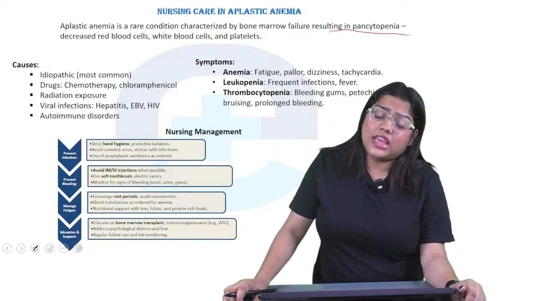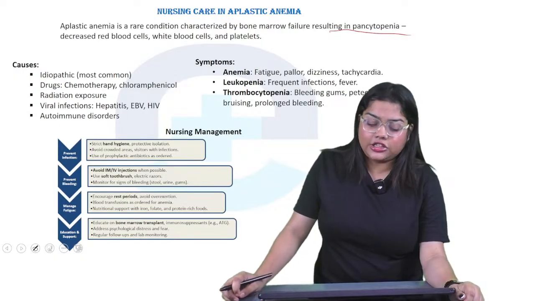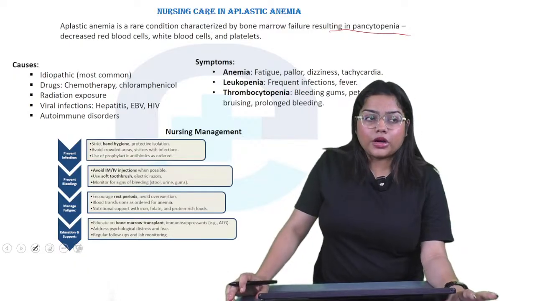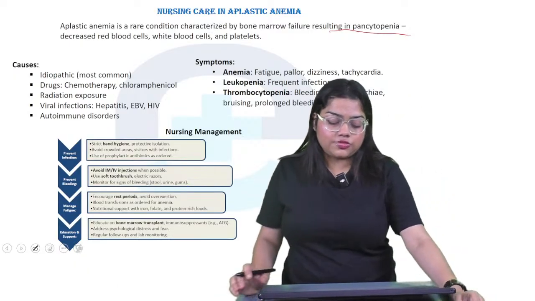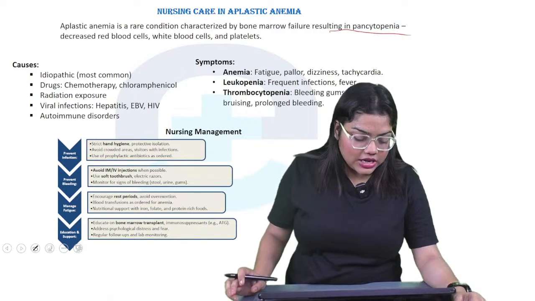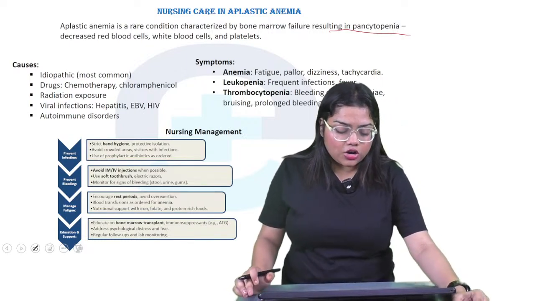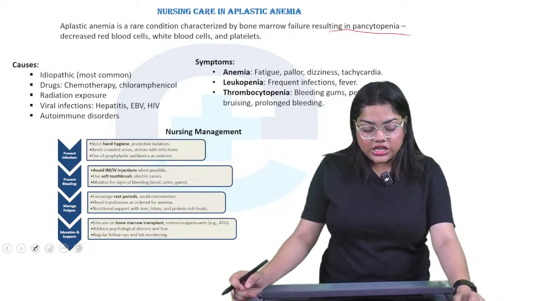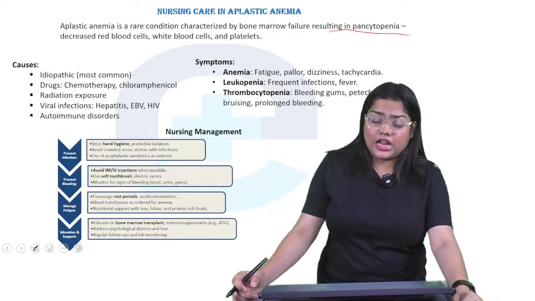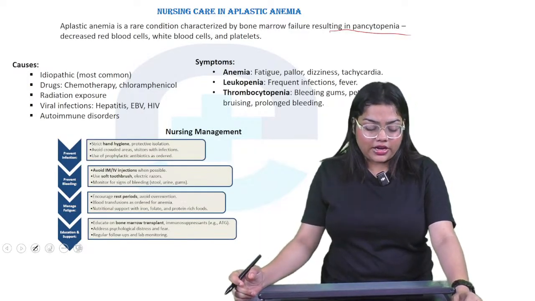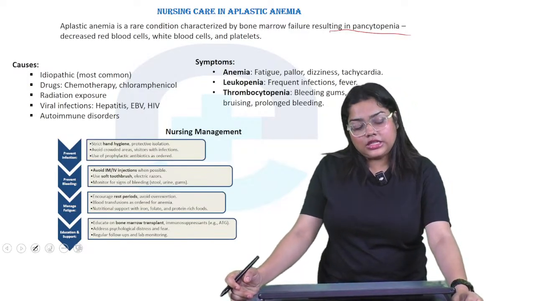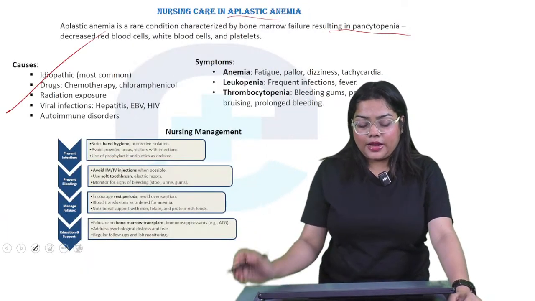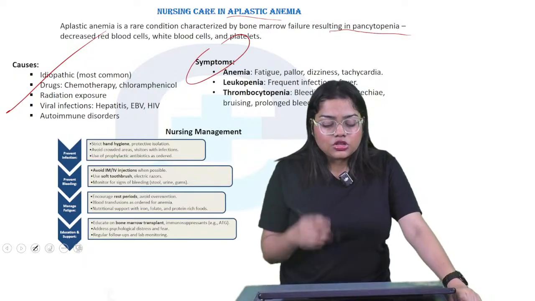So why does it actually happen? It happens because of idiopathic causes, which is the most common, where there is no proper cause. Then drugs like chemotherapy or chloramphenicol can cause it. Radiation exposure, viral infections such as hepatitis, HIV, EBV or Ebola virus, and autoimmune diseases are the main reasons for aplastic anemia.